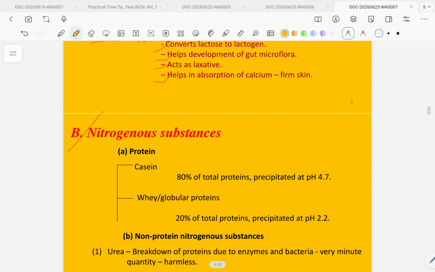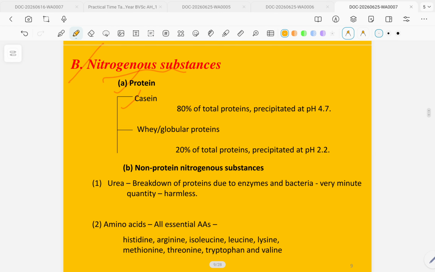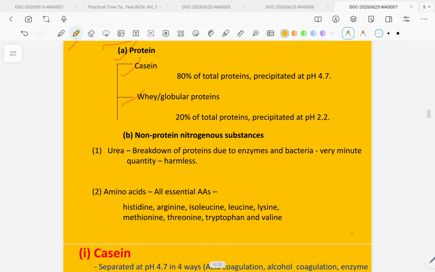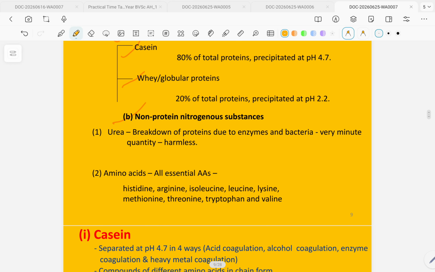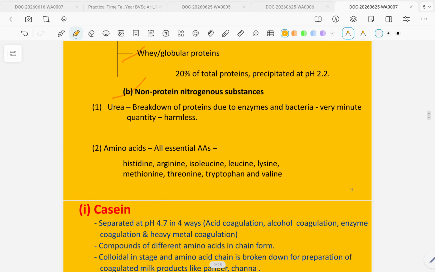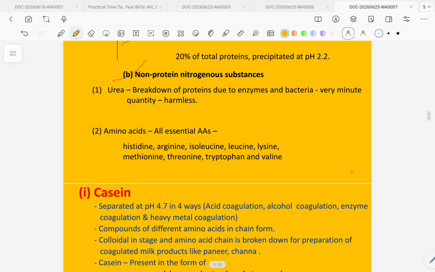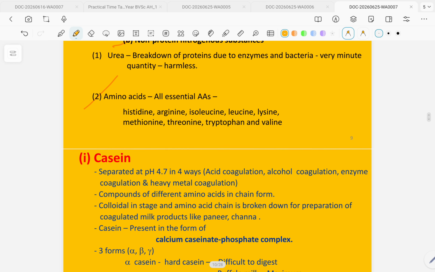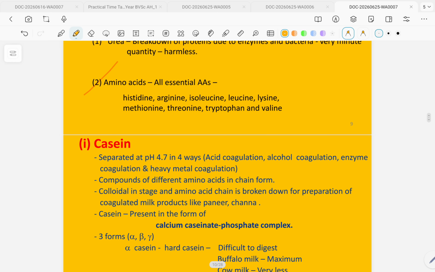Nitrogenous substances: protein. Casein is 80% of total protein, precipitated at pH 4.7. Whey or globular protein is 20% of total protein, precipitated at pH 2.2. Non-protein nitrogenous substances such as urea result from breakdown of protein by enzymes and bacteria; very minor quantity, harmless. Amino acids: all essential amino acids: histidine, arginine, isoleucine, leucine, lysine, methionine, threonine, tryptophan, and valine.